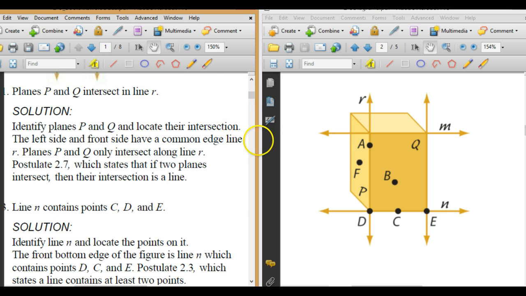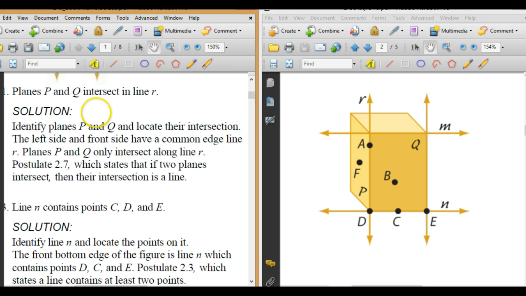So here's plane Q, here's plane P. And their intersection, the points in common would be this edge right here. And it says the left side and front side have a common edge line, R. Planes P and Q only intersect along line R. In other words, they don't intersect anywhere else. This plane would continue out in this direction, and this plane would continue out in this direction, but they only intersect along this edge.